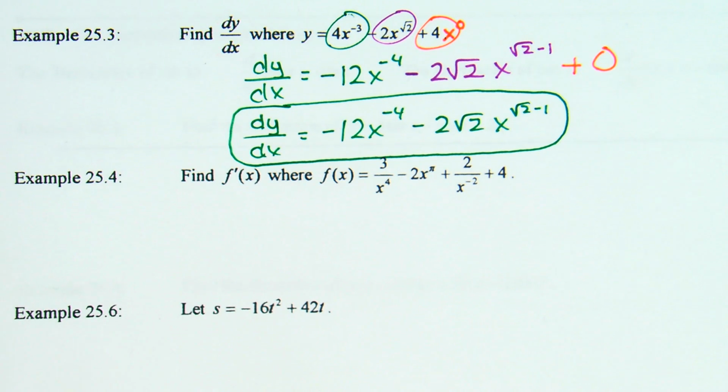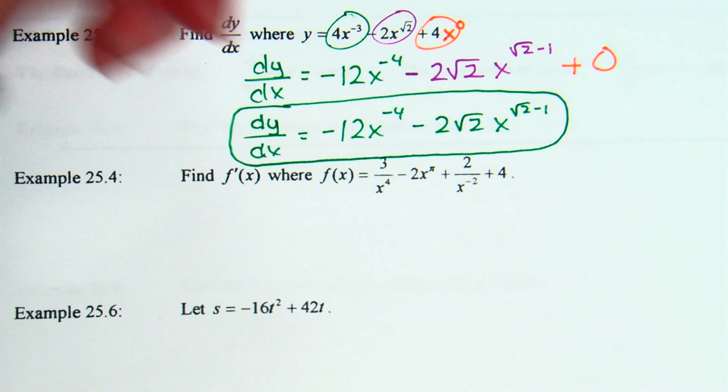The only derivative we know, the only derivative rule we know is how to take the derivative of x to some power. We don't have any other derivative rules right now. And for something like 3 over x to the 4th, that's the rule we'll always use. And so I'm just going to rewrite this. F of x. So 3 over x to the 4th is equivalent to 3x to the negative 4th. That is a minus 2x to the pi.